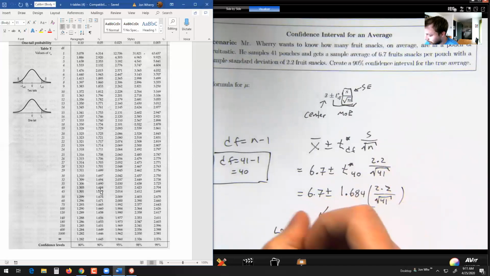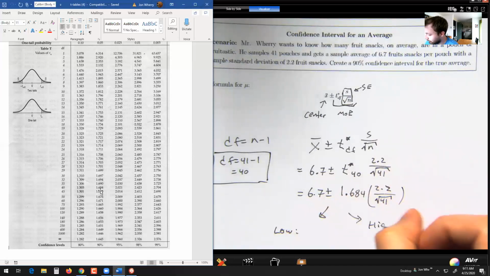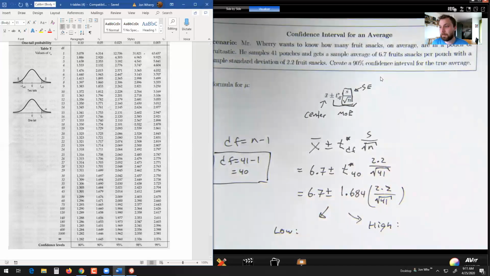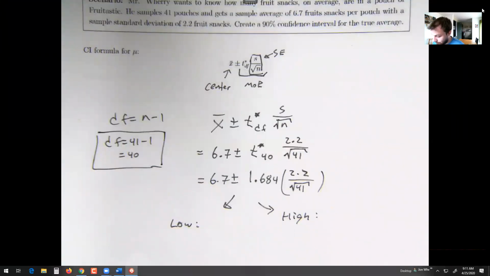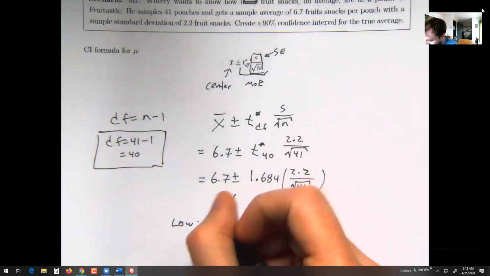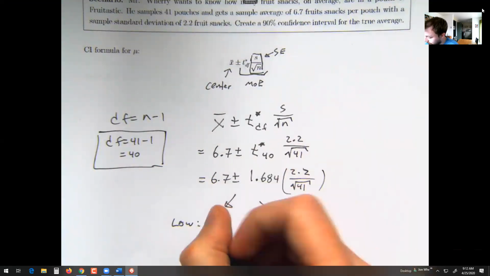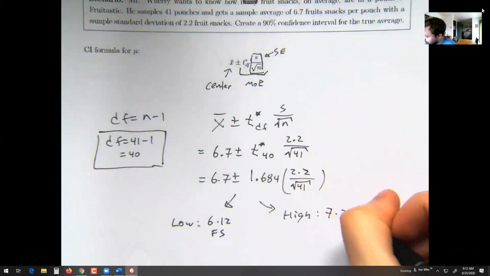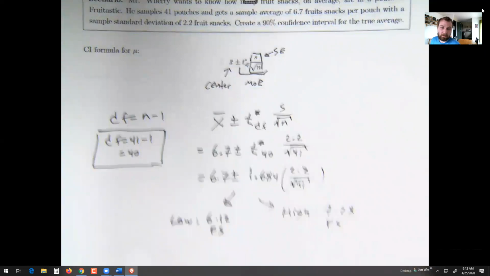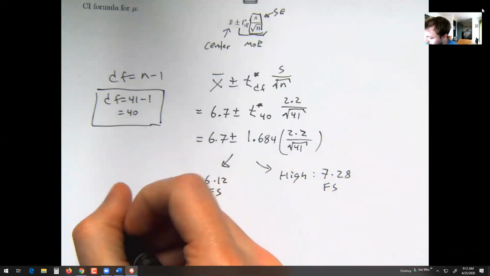So I'm going to type this in my calculator once with the minus to get the low, and once with the plus to get the high. Let's try that out and see what we get. So the low, 6.7 minus 1.684 times 2.2 divided by the square root of 41. I have 6.12 fruit snacks. I'll use FS as my notation for fruit snacks for my units. When I do the same thing with the plus, I get 7.28 fruit snacks.